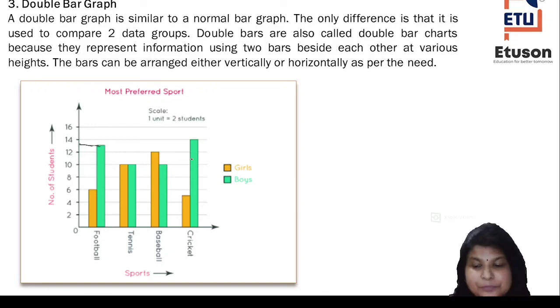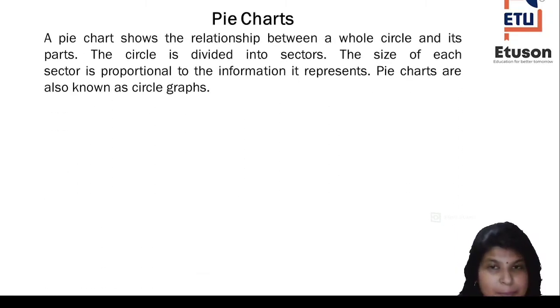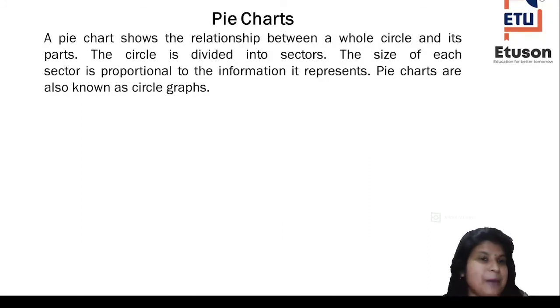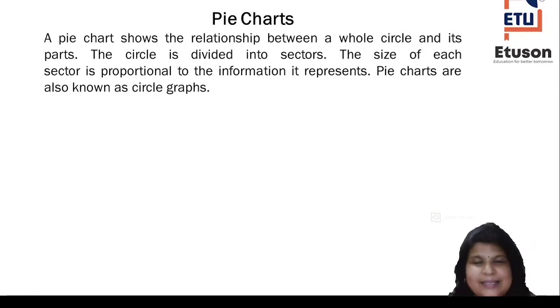Okay children, so now let us understand another kind of pictorial representation, that is pie chart. A pie chart shows the relationship between a whole circle and its parts. The circle is divided into sectors. The size of each sector is proportional to the information it presents. Pie charts are otherwise known as circle graphs.